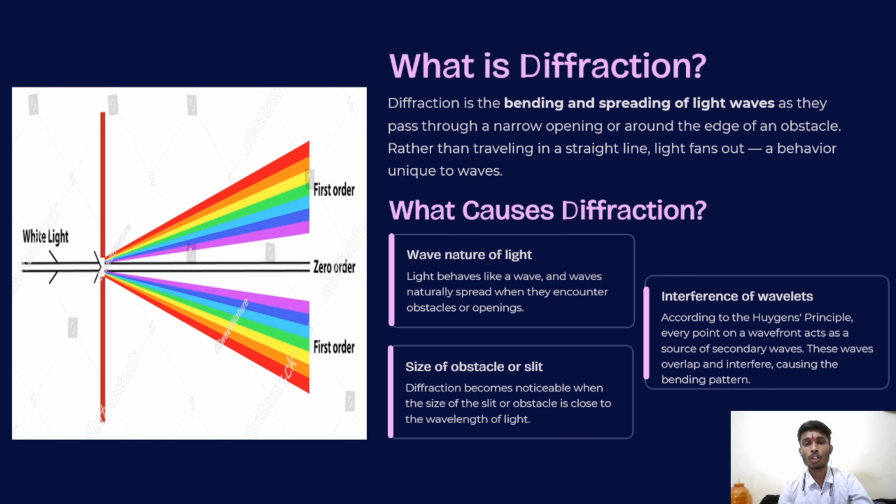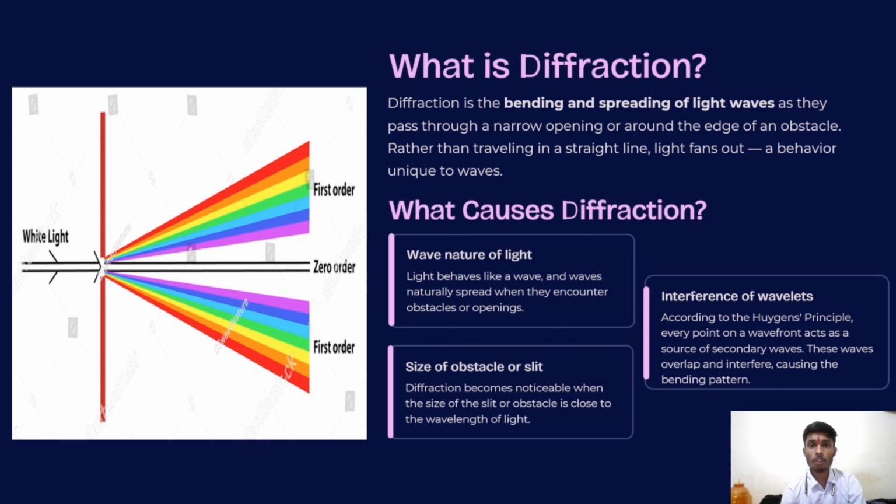Whenever the light falls on a slit or an obstacle, it encounters the edges of that obstacle and it diffracts or spreads on the screen. This phenomenon is nothing but the diffraction of light. There are some causes of this diffraction phenomenon. You can see on the screen.